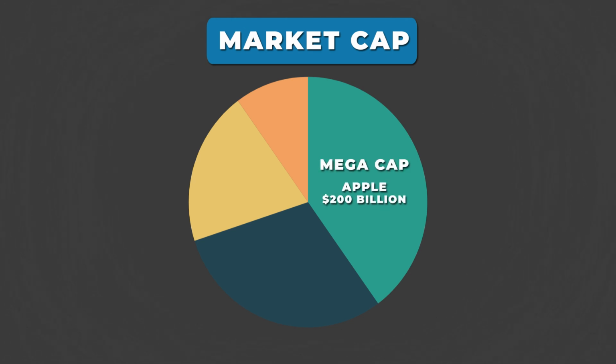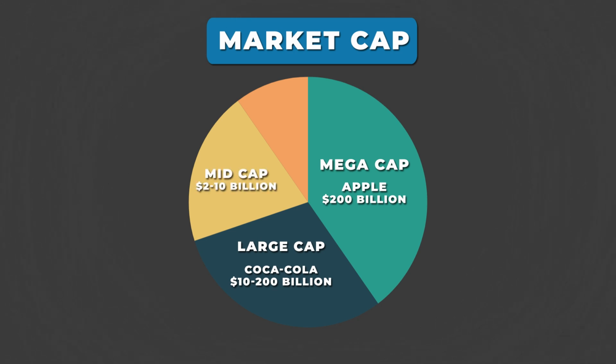We could have a mega cap. This would be a company like Apple that is over $200 billion. You could have a large cap like Coca-Cola, somewhere between maybe 10 billion and 200 billion. You could have a mid cap that is maybe 2 billion to 10, and then we'd have small caps, which is about 300 million to 2 billion.